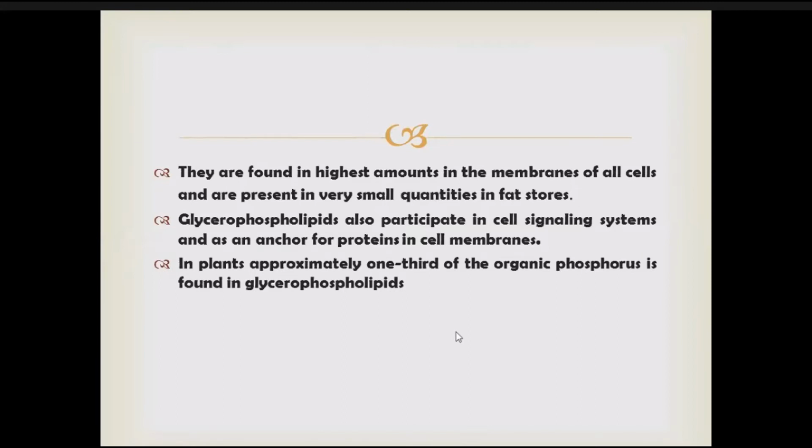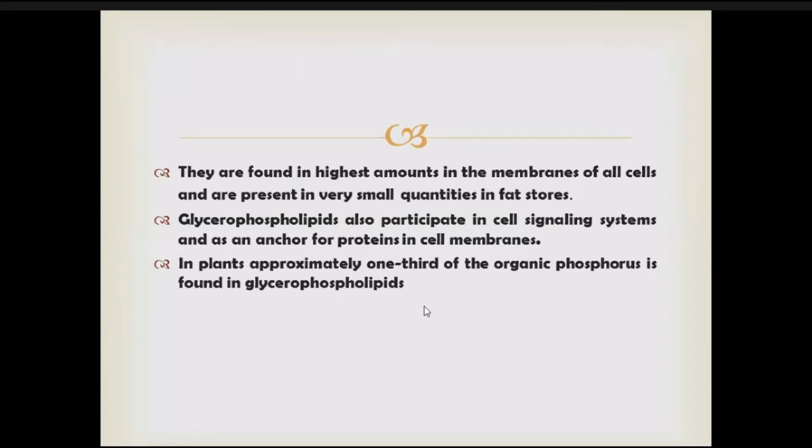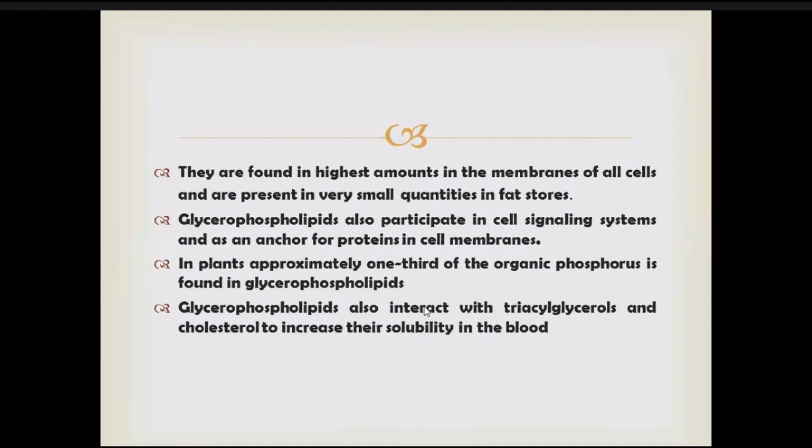In plants, approximately one third of the organic phosphorus, plants के केस में approximately one third of the organic phosphorus is found in glycerophospholipids. They also interact with triglycerides and cholesterol to increase their solubility in the blood.